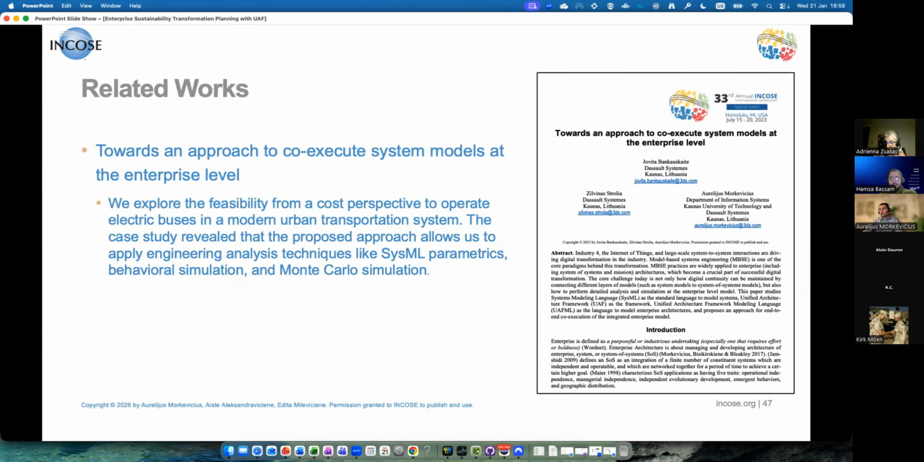Based on this study, we also did another publication where we showed how we can execute the model. We demonstrated applying SysML parametrics, behavior simulation, and Monte Carlo simulation to perform some analysis on the different charging stations. Of course, it can be expanded because we can do trade-offs on the buses, and in general on the approach of how we're going to charge the buses, and so on and so forth. So there are really a lot of areas for trade-off, but this demonstrates just one of them.